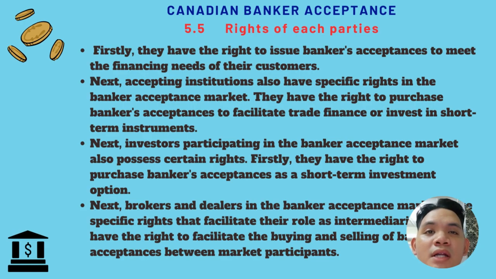Issuing banks have several rights in the bank acceptance market. Firstly, they have the right to issue bank acceptances to meet the financing needs of their customers. They can set the terms and conditions of the bank acceptances they issue, including the principal amount, maturity date, and interest rate. Issuing banks also have the right to rely on the creditworthiness of the accepting institution and ensure that the payment obligations on the bank acceptance are fulfilled at maturity.